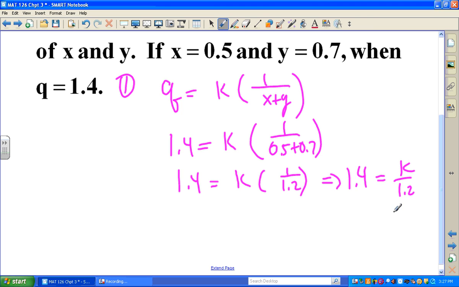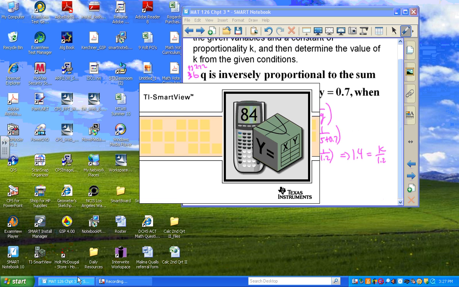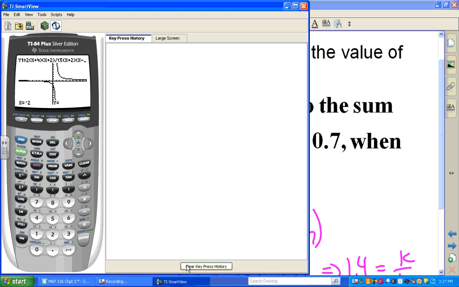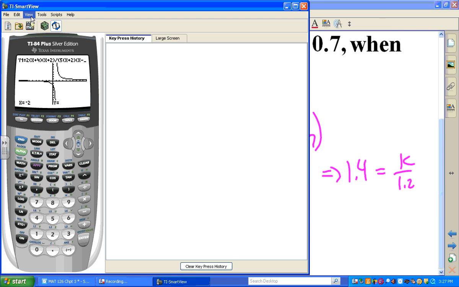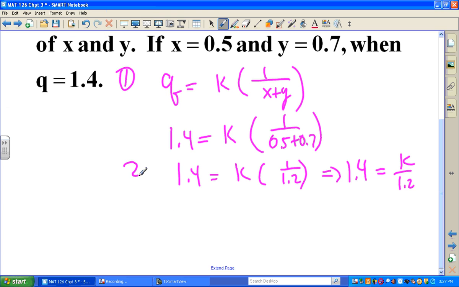Let's see, 1.4 times 1.2. I'll go ahead and get the calculator. There we go. All right. I'll take 1.4 times 1.2. K equals 1.68. So this is statement number 2.